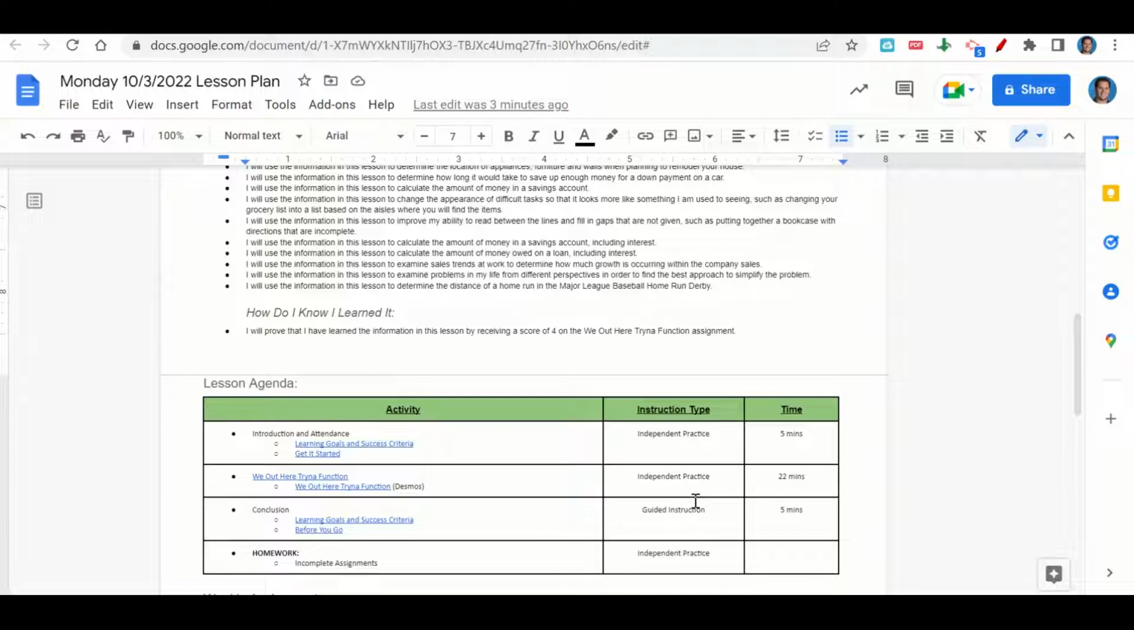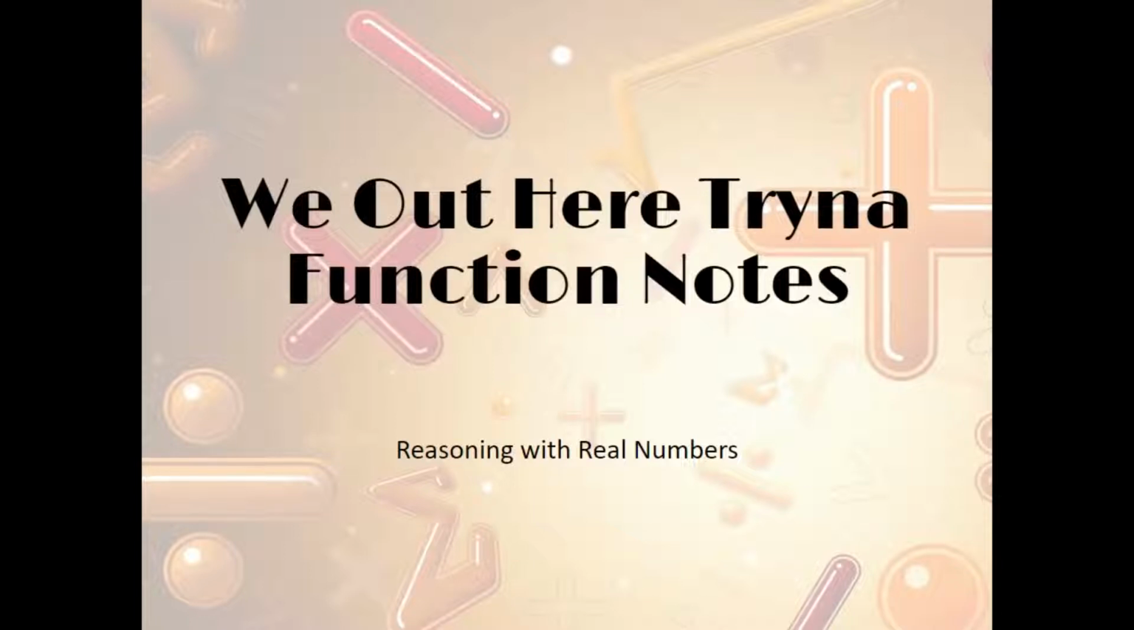At the end of class, we'll go back over the learning goals and success criteria while you fill out your before you go. Your only homework for tonight is to work on any incomplete assignments that you may have. Let's take a look now at the we out here trying to function notes.